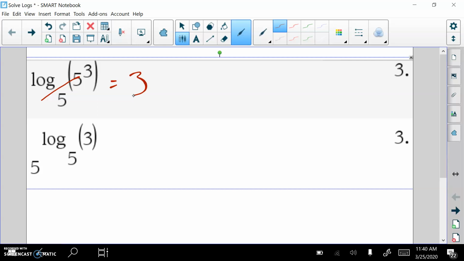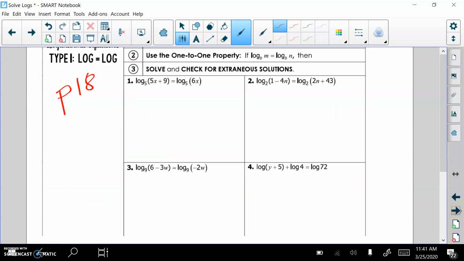So what happens, and I always told you guys, well, 4 weeks ago, to watch your levels. And so I wanted to show you this on the calculator, that what this is 5, and the exponent of that is log base 5 of 3. And that's a cancel move. All right, so that's pretty much all this first part is on page 18.